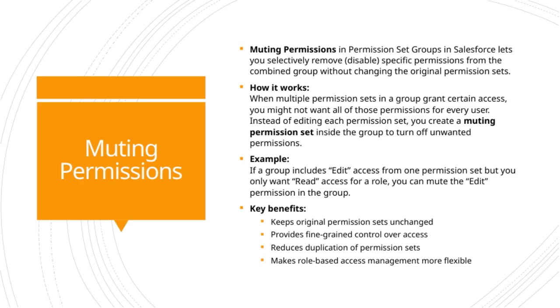The key benefits are significant. First, it keeps your original permission sets unchanged, so you avoid unnecessary duplication. Second, it provides very fine-grained control over user access. Third, it simplifies the management process by reducing the need to create multiple permission sets for every role. And finally, it makes role-based access management much more flexible, adapting easily to different user needs. So, in essence, muting permissions is a powerful tool for managing access precisely and efficiently within Salesforce permission set groups.